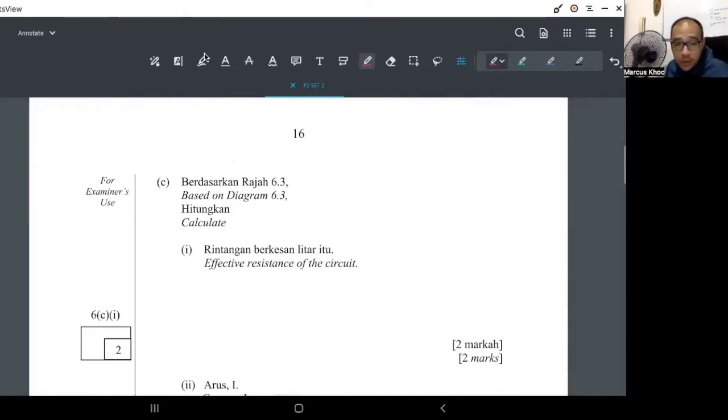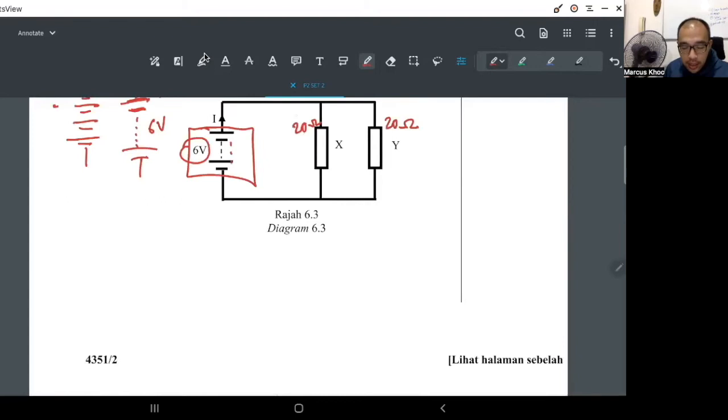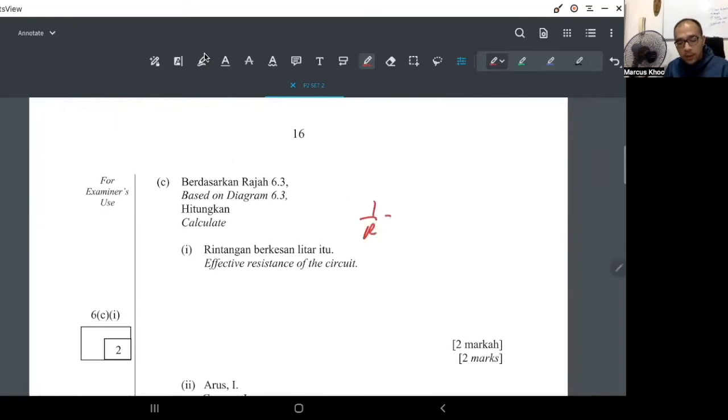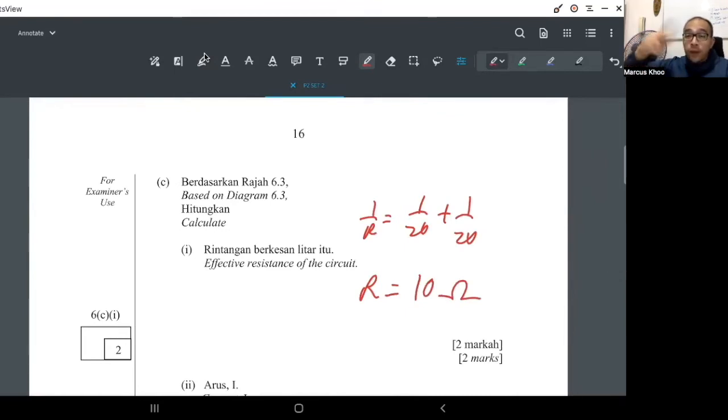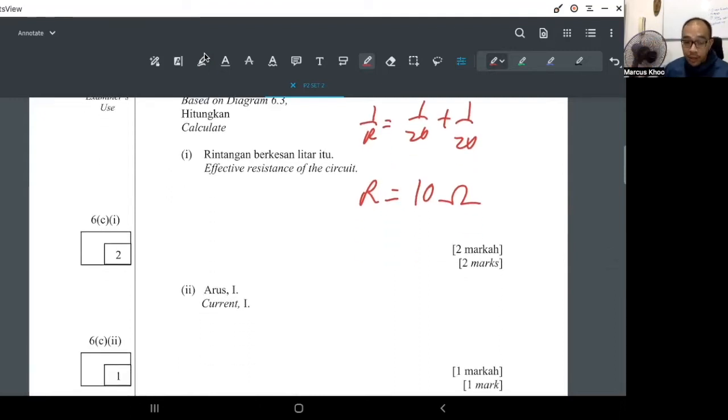Based on diagram 6.3, calculate the effective resistance. This is a parallel circuit, so parallel is 1 over R. 1 over R equals 1 over 20 plus 1 over 20. You will get R equals 10 ohms. Remember, everybody, for parallel connection, you need to flip the R at the end. The 1 over R, right? After you get the answer, flip it. So you get 10 ohms. After that, you can calculate the current because we already know the voltage is 6 volts and the resistance is 10 ohms, so you use Ohm's law to calculate the value of I, which will give you I equals 0.6 amps.